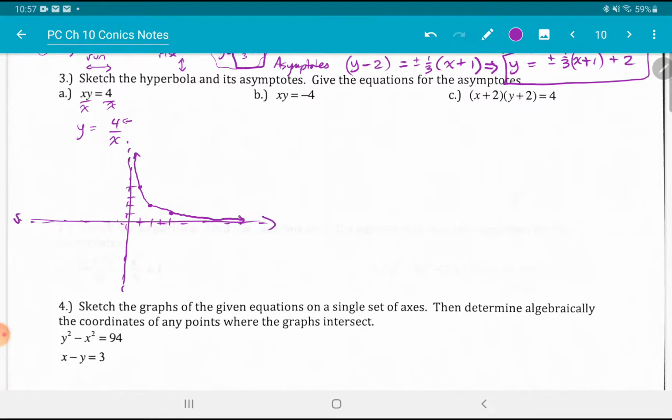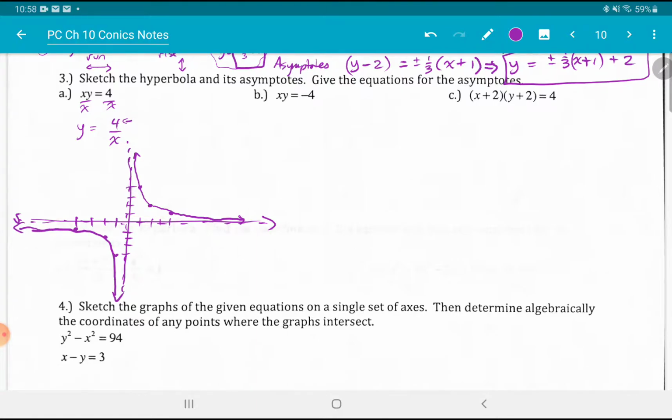What happens when x is negative 1? You get negative 4. When x is negative 2, y is negative 2. When x is negative 4, y is negative 1. Again, your rational function on the other side would look like that. Okay, it's going closer and closer to the asymptote.